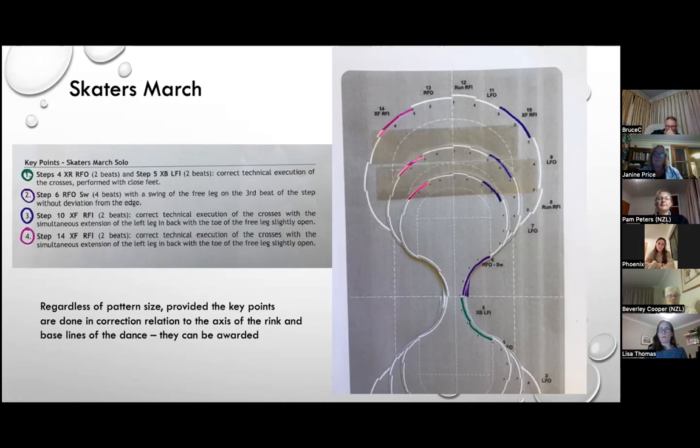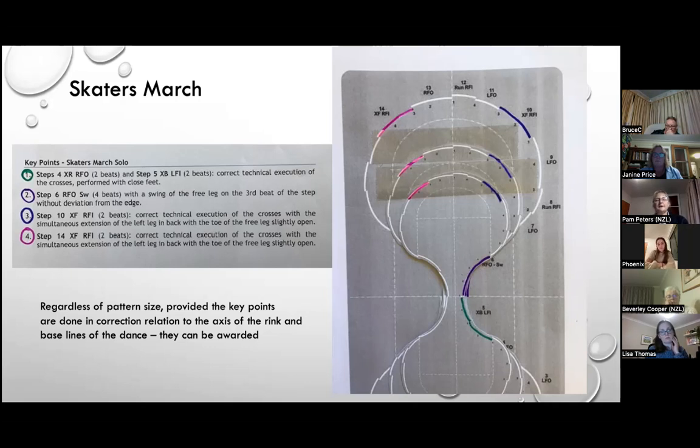Now, the thing I keep trying to say to people is key points are the what, the where, the when, and the how. So we'll go back to this very first key point here, which is cross roll to right forward outside for 2 beats and a cross behind to left forward inside for 2 beats. And you've got to worry about it being 2 beats and 2 beats. You've got to worry about doing a correct cross roll. Now, it doesn't have to be perfect, but it has to be correct. So you've got to think about how you do that cross roll. You've got to do a cross behind.